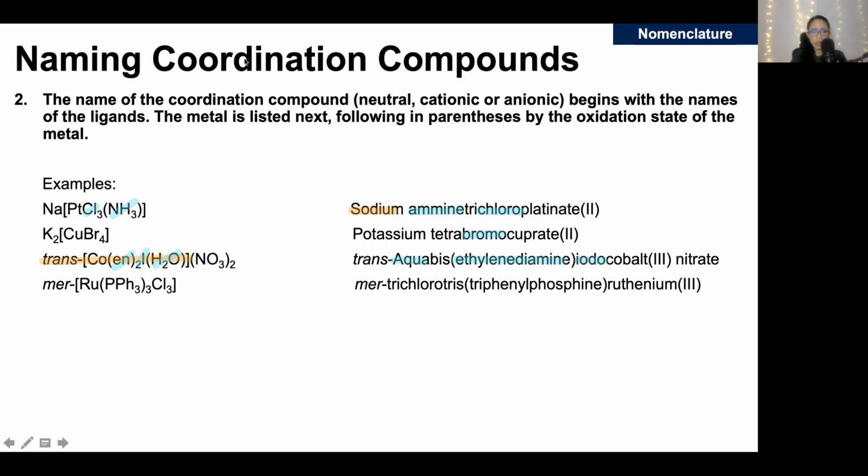Okay. And then in the second example, we have a neutral complex. So the ligands are this abbreviation PPh3, which refers to triphenylphosphine. So that's the name of the ligand. And then chloride ion. So you should see there chloro. Okay, so we are slowly building on the rules, and slowly we will understand how these names came to be.